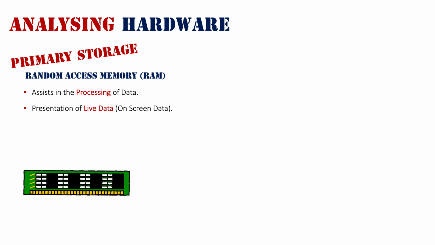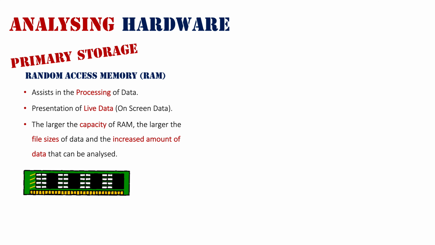It is not safe, this data right now. It's live and I'm using it, but it's only when it goes to the hard drive that it's backed up and stored in a location that I can turn my computer off. But RAM is responsible for presenting your on-screen data. Therefore, the larger the capacity of your RAM, the larger the file sizes of data and the increased amount of data that can be analyzed at a time. I can do more analysis of data live and at a time based on having more RAM in my system because more data can be stored there, and then it can work in conjunction with my CPU in order to analyze that data.